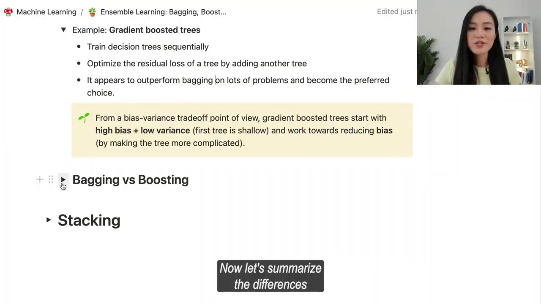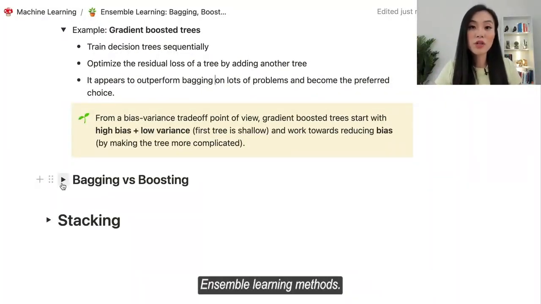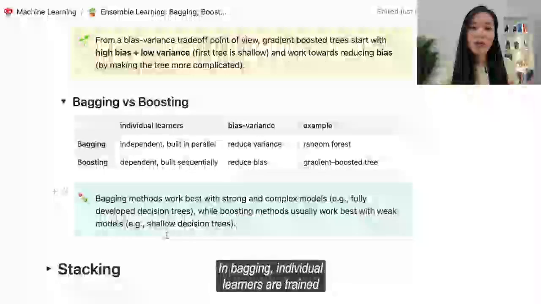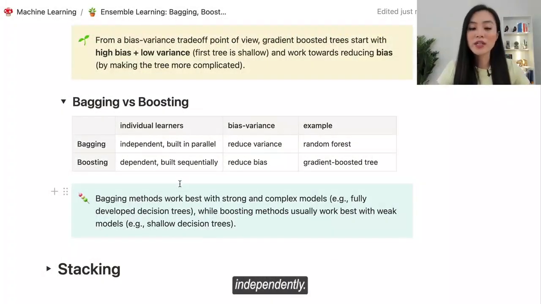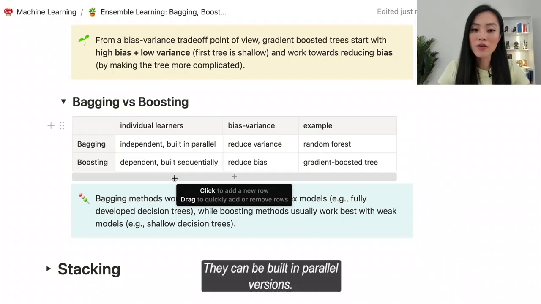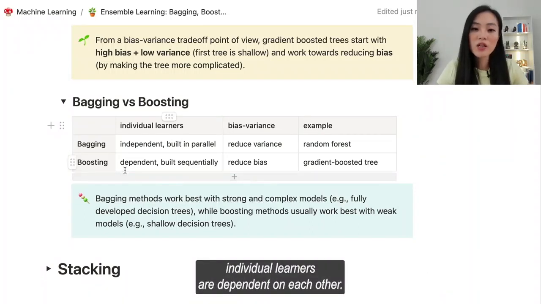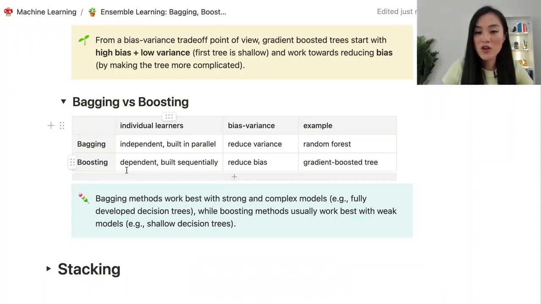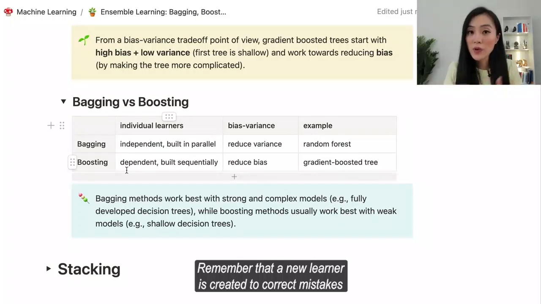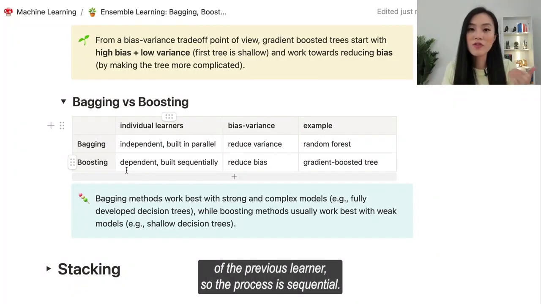Now let's summarize the differences between these two ensemble learning methods, bagging and boosting. In bagging, individual learners are trained independently. They can be built in parallel. Versus in boosting, individual learners are dependent on each other. Remember that a new learner is created to correct mistakes of the previous learner. So the process is sequential.